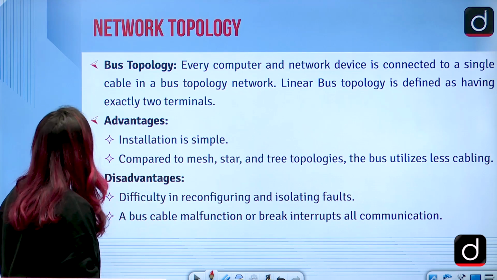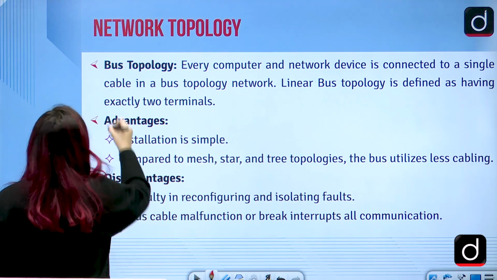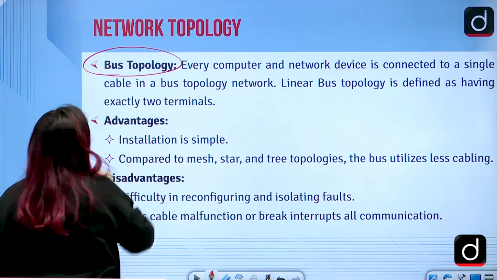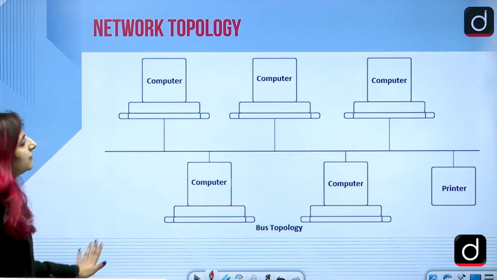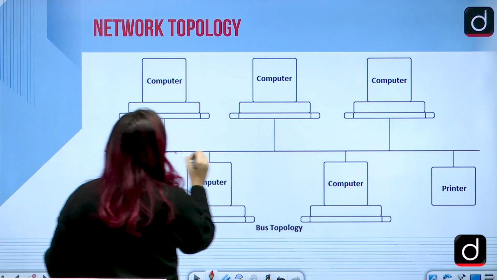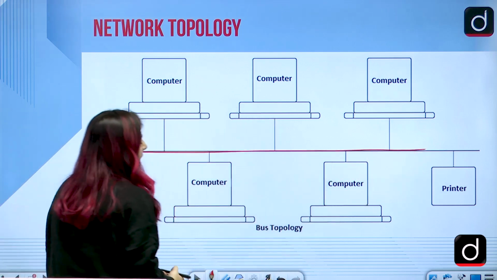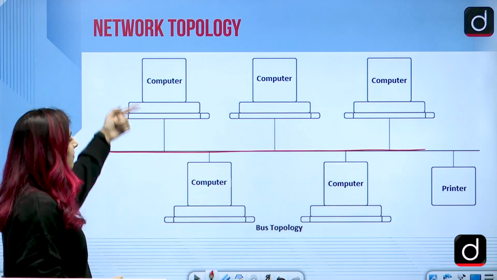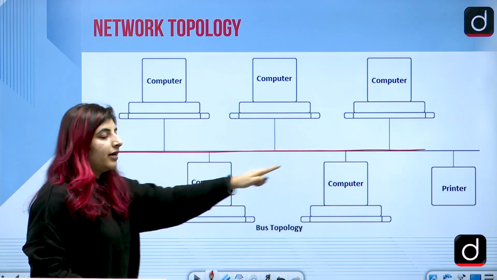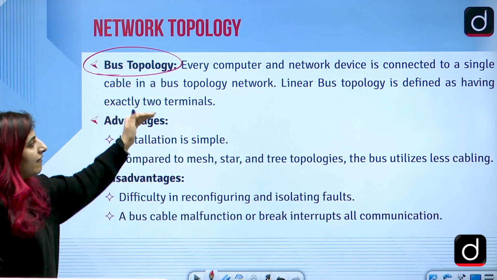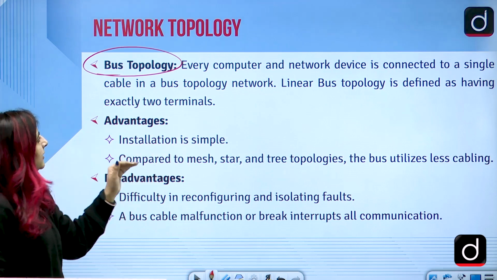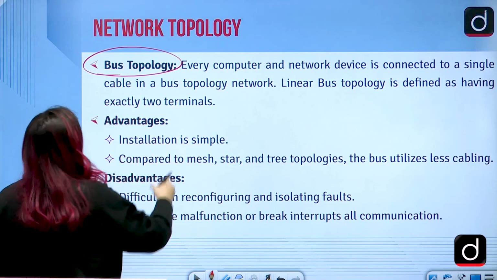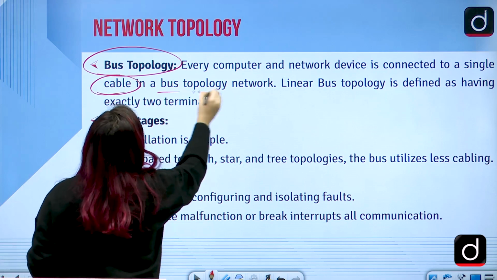We will be looking at them one by one. First of all, we have the bus topology. In a bus topology, let us first see, there is just one cable, correct? And using this linear cable, we have connected different computers, correct? So every computer and network device is connected to a single cable in a bus topology. So a single cable is being used.